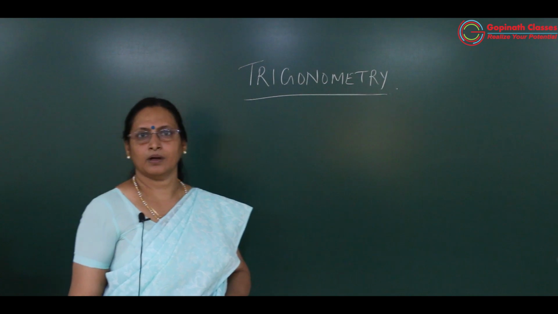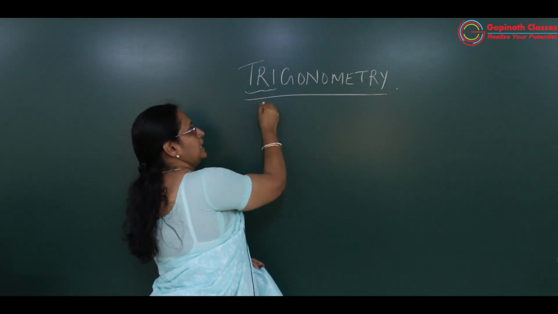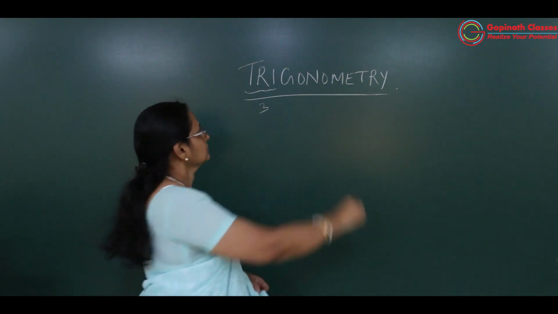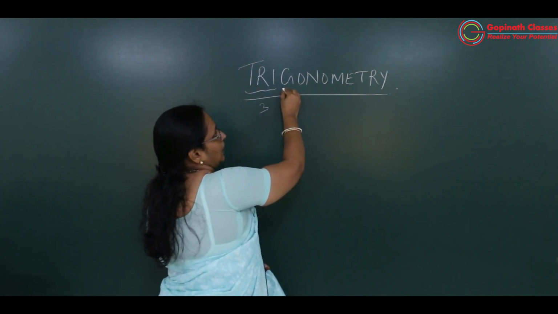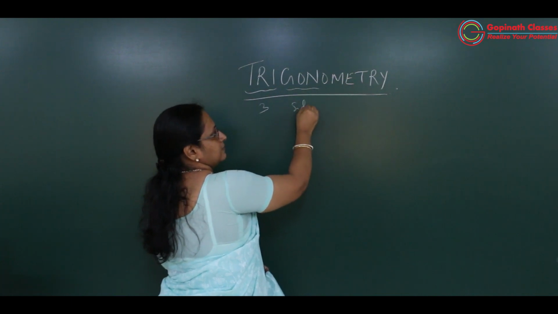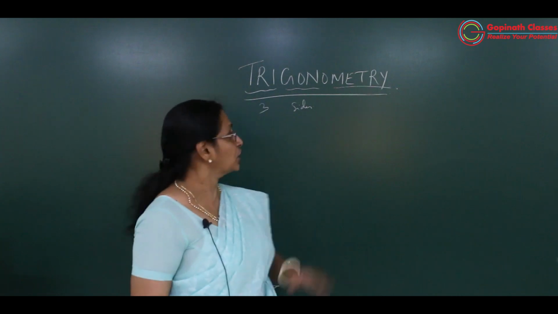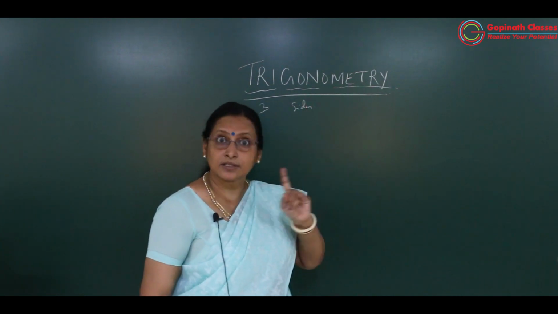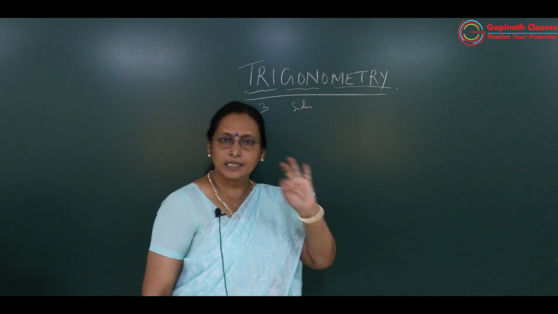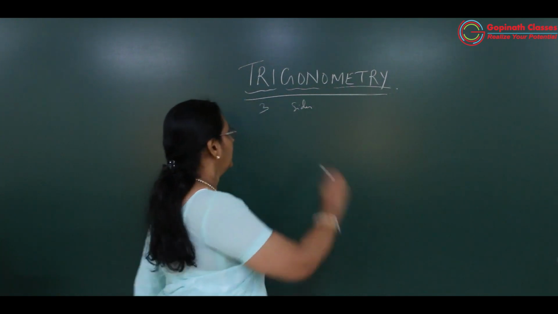Trigonometry. It's a Greek word. Tri means 3. Trigono, this is sides. Metry, measurements. So, trigonometry is 3 sides, that is, triangle measurements. Something related with measurements of triangles, that is trigonometry.